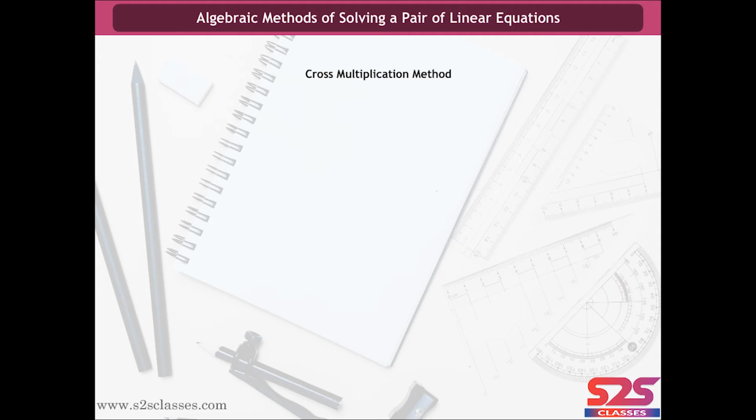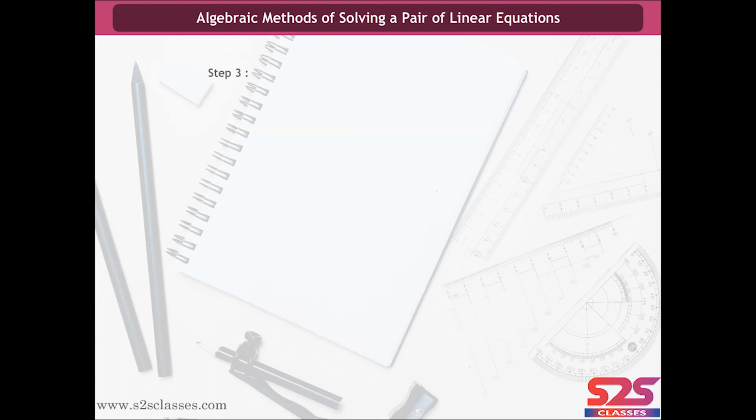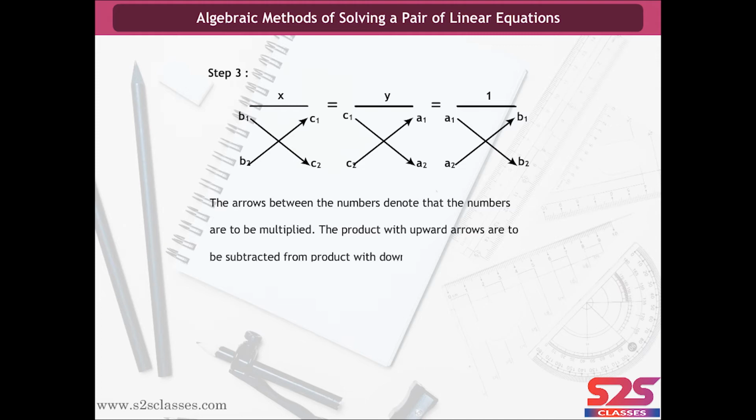Cross multiplication method. Step 1. Write the system of equations in the standard form as shown. Step 2. Write the coefficients of x and y and the constant in the following form as shown. Step 3. The arrows between the numbers denote that the numbers are to be multiplied. The products with upward arrows are to be subtracted from the products with downward arrows. Step 4. Find x and y provided that a1 b2 is not equal to a2 b1.